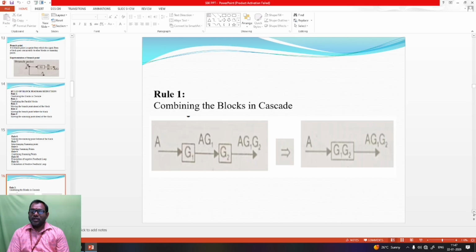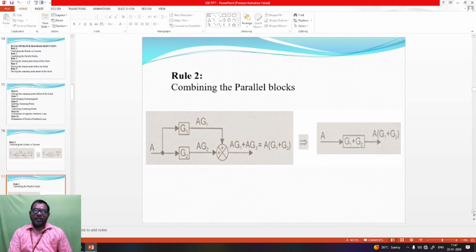We use the product of each block as a single block, so A with G1 and G2, these we combine. The output of the combined blocks in cascade is the product A into G1 into G2. This is the combined output of the blocks in cascade. So this is the concept of rule 1. Similarly, we will find out combining the parallel blocks.